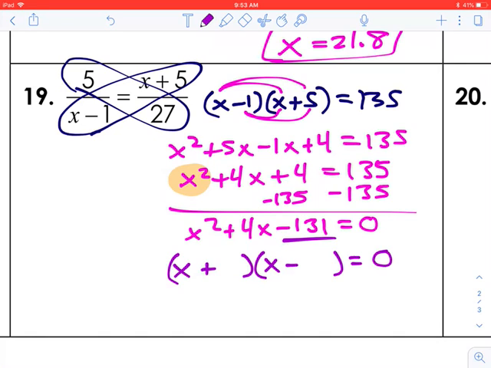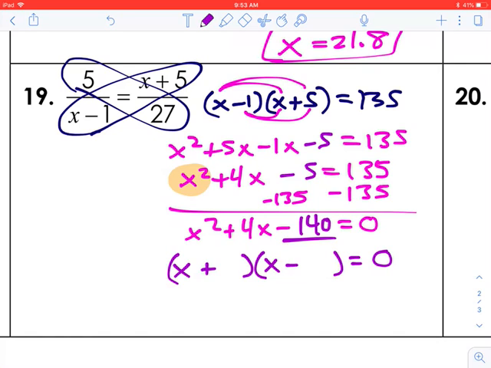10. Oh wait, I have the wrong number. Hold on a second. I didn't multiply this right. Let's back up. When I multiplied negative 1, I didn't get the right thing. That's supposed to be negative 5. So let's change that real quick. Minus 135, that's going to be negative 140. Now it's going to make sense.